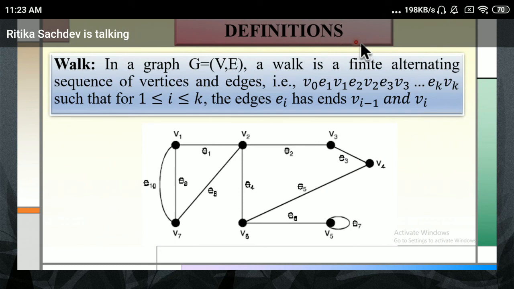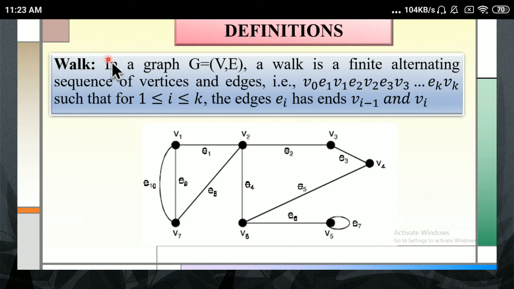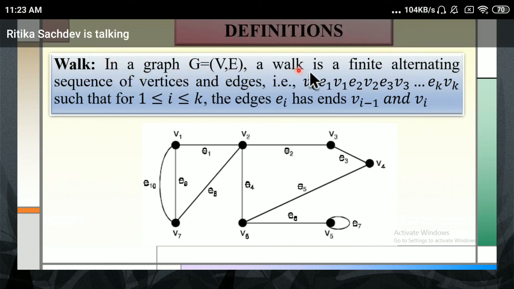Okay. Then we're proceeding with the definition of a walk. In a graph G equal to (V, E), a walk is a finite alternating sequence of vertices and edges. So what do I mean by that? We usually try to name the vertices as V1, V2, V3 and so on. How do I give the names for the edges? Now in this case, we have given names for the edges. V1 is connected to V2, I'm giving it as E1. V2 to V3 as E2 in this particular graph.